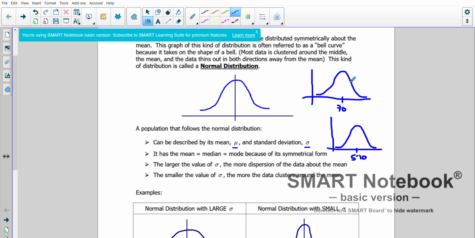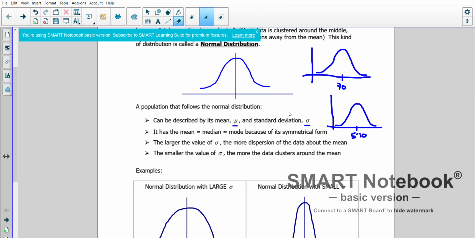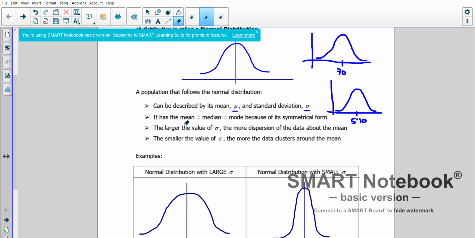But notice, here we're talking about test scores, here we're talking about height, but the shape of the distribution is the same. And like I said, this shape of distribution shows up a lot. So that's why what we're about to do here is quite useful. So just some notation first.